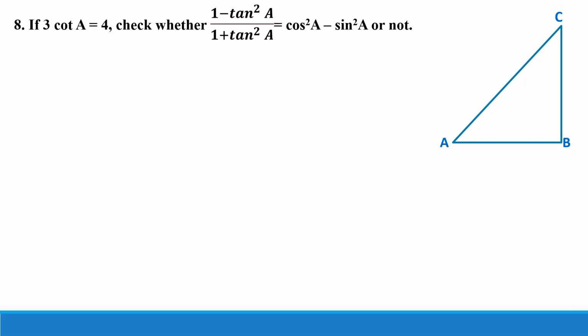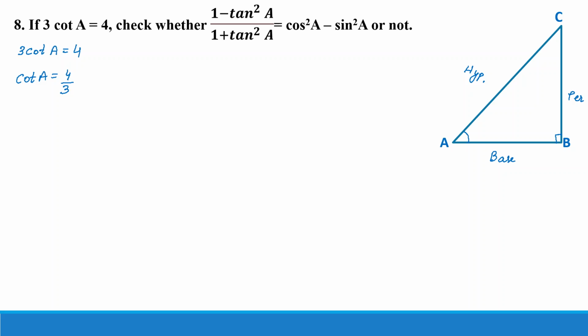So let us begin. The first thing which is written here is 3 cot A is equal to 4. So from here we can find that cot A is 4 by 3. So for this right angle triangle, angle A is taken into consideration. So this is base, this is perpendicular, and this is hypotenuse. I'm writing it in each and every question so that you all can be well versed in understanding which side will be perpendicular, which side will be the base.